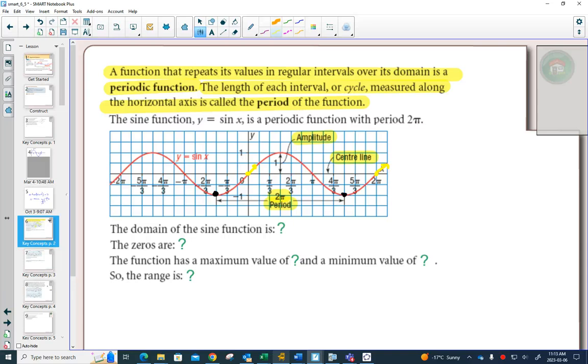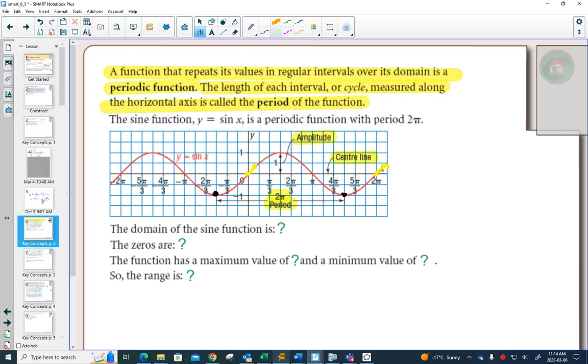On this graph, you could count that one of these squares looks like it's pi over 6. So if I count from this black dot to this black dot, 1, 2, 3, 4, 5, 6, 7, 8, 9, 10, 11, 12, that would be 12 pi over 6s, and 12 over 6 reduces to 2 pi. So I could do that. You could go from maximum to maximum, minimum to minimum, or in this case, center line going up to center line going up.